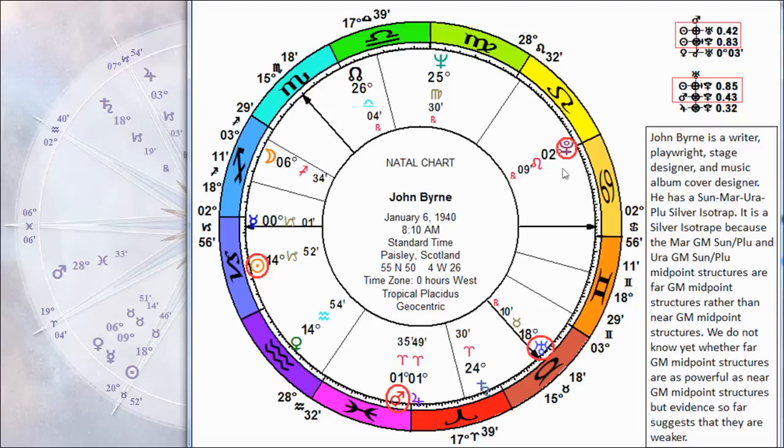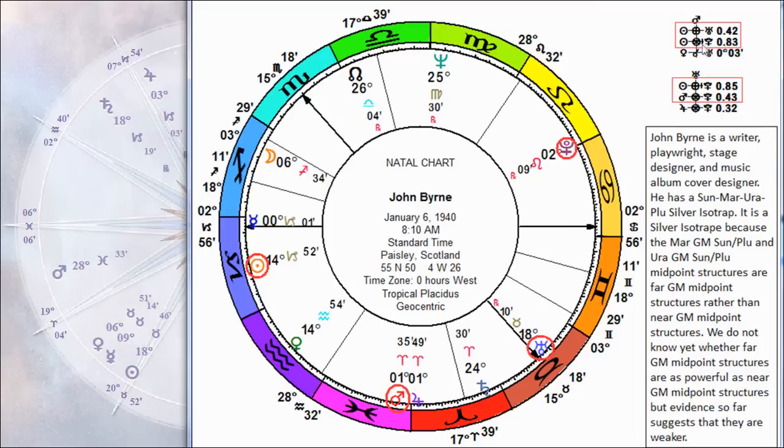I just want to show you this to give you a better idea of the silver isotrap. Here we have an isotrap of Mars at Sun-Uranus and Uranus at Mars-Pluto. It's exactly the kind we want: a GM6 followed by a GM3, but the Sun-Pluto angle is more than 180 degrees. So when these angles are big, some of the midpoint structures are far golden mean midpoints, and we don't know if these are powerful or not yet. We haven't done enough research.